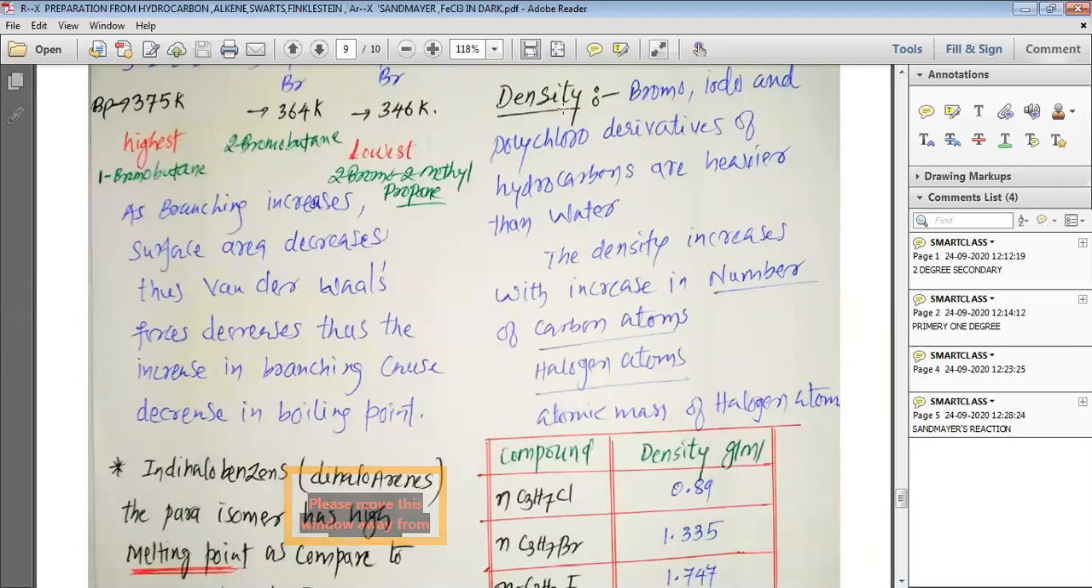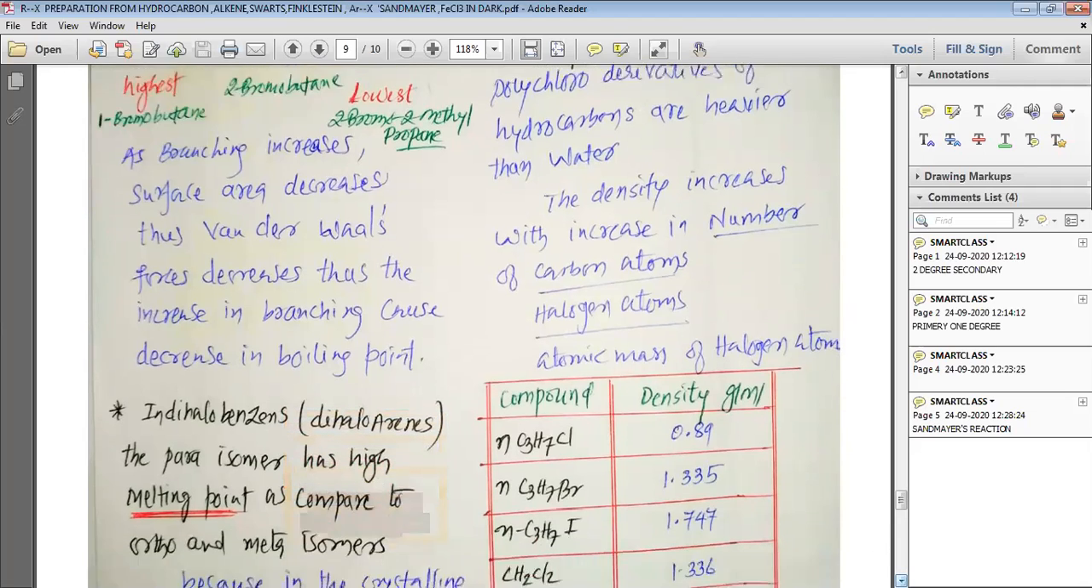My dear students, we know that density is equal to mass by volume. Bromo, iodo, and polychloro derivatives of hydrocarbons are heavier than water. If there is a single chloro or fluoro, they are not denser than water. But bromo or iodo, and polychloro, meaning more than one chlorine atom bonded to the hydrocarbon, such hydrocarbons are denser than water or heavier than water.